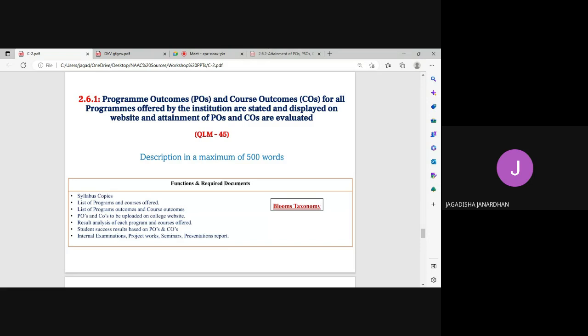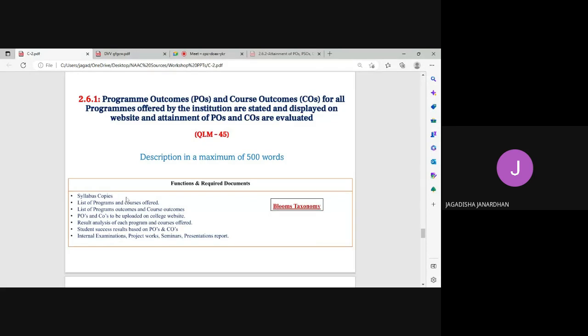Here they have combined both the questions which were in the previous manual. Here we need to mention the program outcomes and course outcomes. What is the mechanism to design them, or how will it be followed, whether it will be displayed or communicated to the students or not. That is one portion. The second portion is how we are going to evaluate the attainment of outcomes according to the course and programs. So the process of evaluation of the outcomes and the process of communicating the program outcomes and course outcomes to the students has to be mentioned. Both topics need to be covered in 500 words.